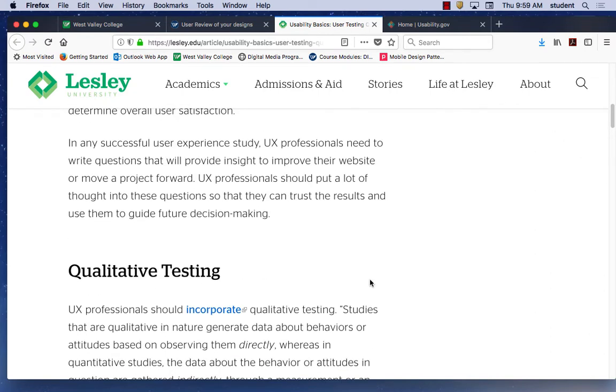In any successful user experience study, UX professionals need to write questions that will provide insight to improve their website or move a project forward. UX professionals should put a lot of thought into these questions so that they can trust the results and use them to guide future decision making. So again, think about the questions. It's rather important. And the questions could change according to what you're doing. Of course, if it's an app, it would probably be different than a website and so on.